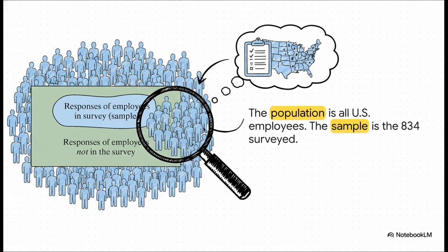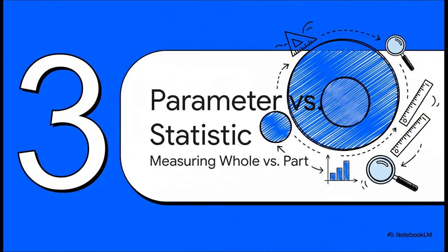This example really makes it click. Let's say a study is looking at job stress for U.S. employees. The population is all employees in the entire country. Think about how many millions of people that is. The sample, it's just the 834 people they actually surveyed. See the difference? Okay, awesome.